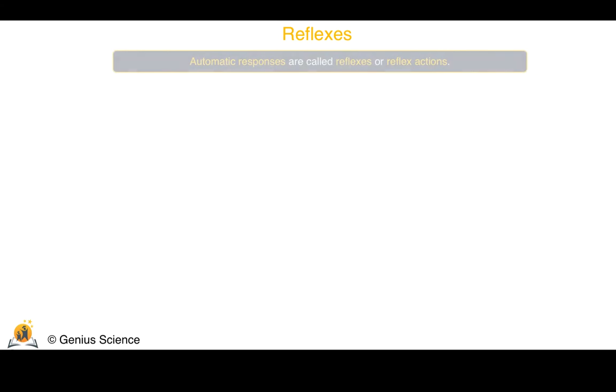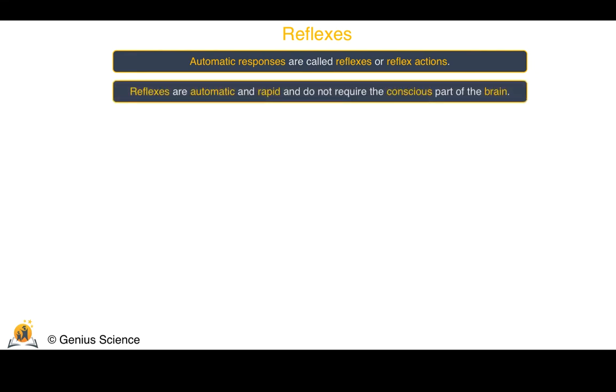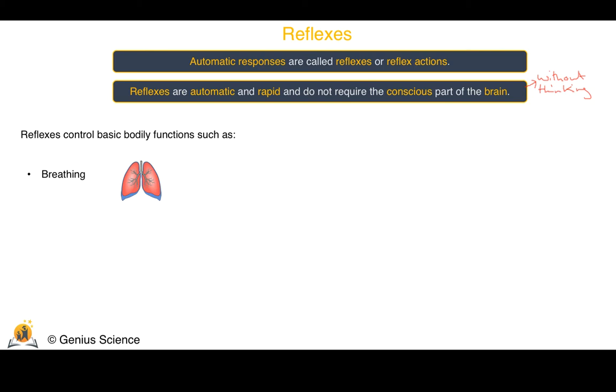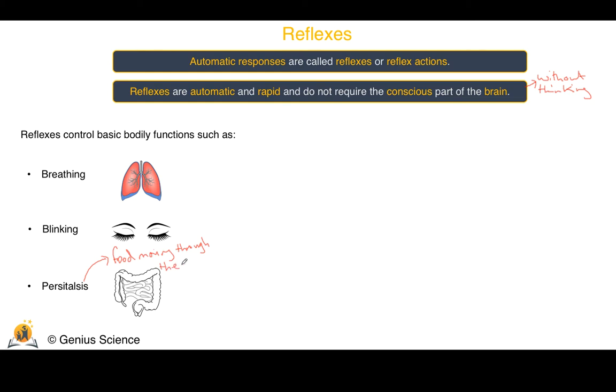Automatic responses are called reflexes or reflex actions. Reflexes are automatic and rapid and do not require the conscious part of the brain. In other words, we respond without thinking. Reflexes control basic bodily functions such as breathing, blinking, and peristalsis. Peristalsis is the process of food moving through the digestive system.